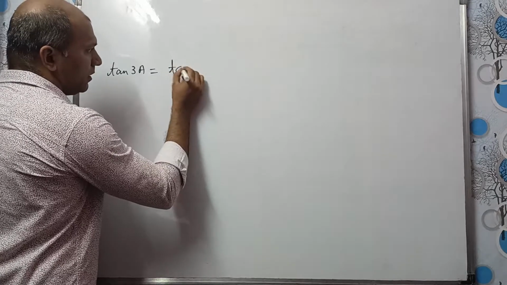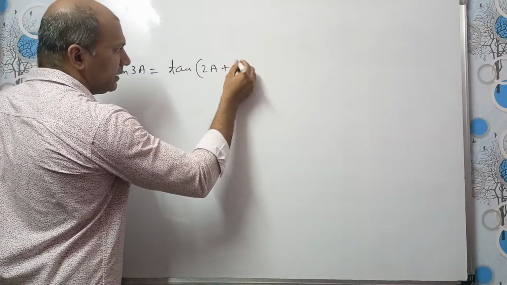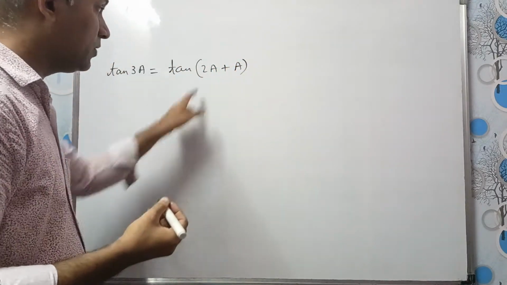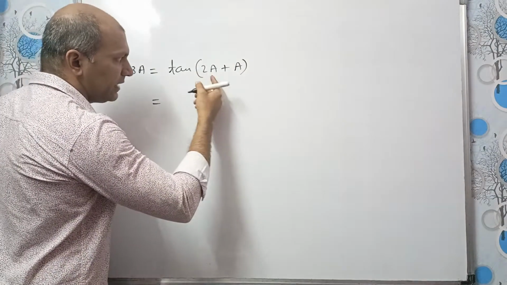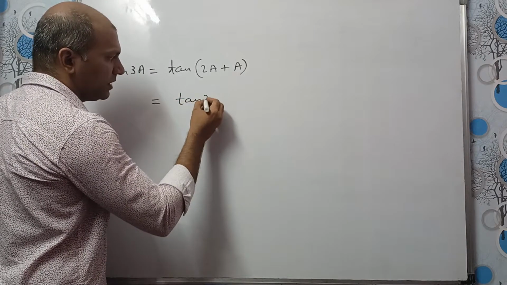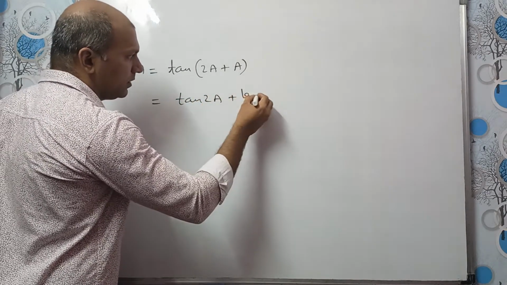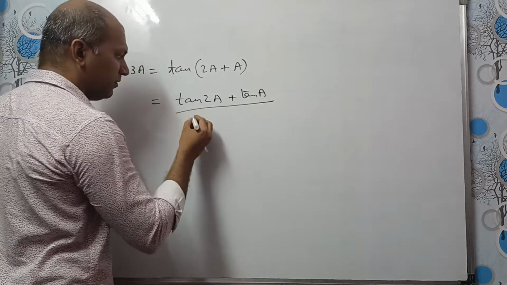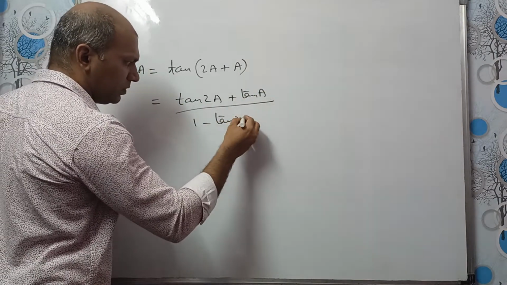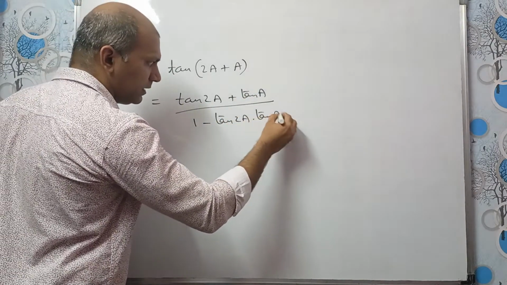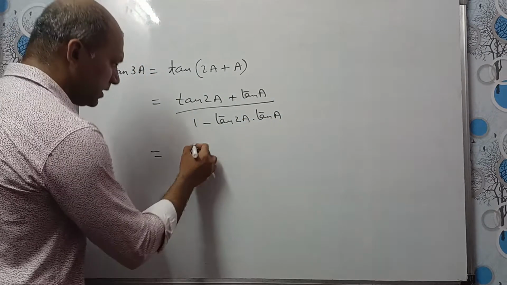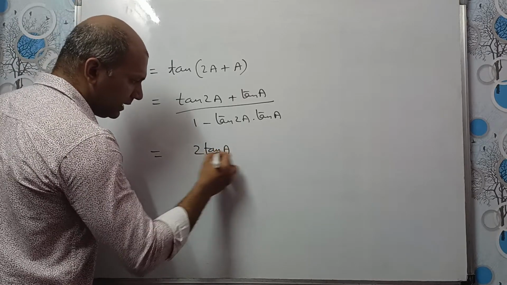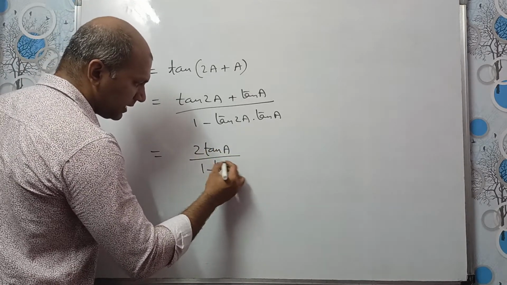Let us derive the tan 3A formula. Tan 3A is tan of 2A plus A, right? So it is like tan of A plus B. So tan of A plus B will be tan 2A plus tan A divided by 1 minus tan 2A multiplied by tan A. Now what is tan 2A? Tan 2A is 2 tan A divided by 1 minus tan square A.